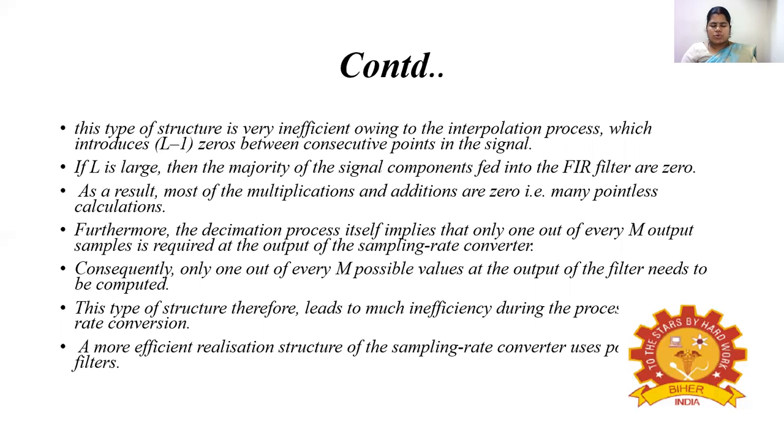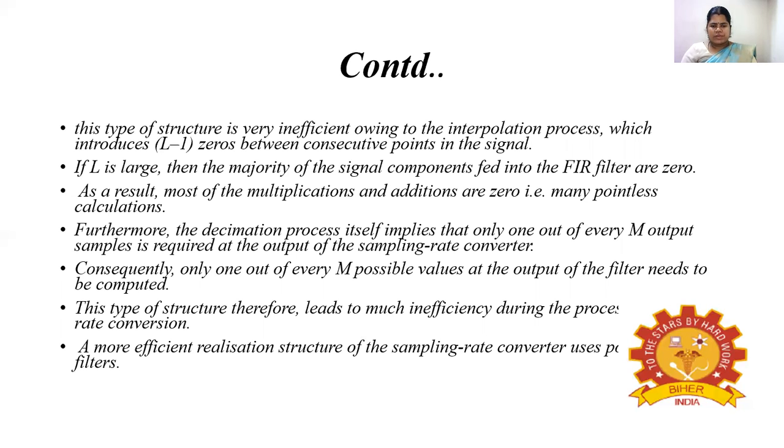Furthermore, the decimation process itself implies that only one of every M output samples is required at the output of the sampling rate converter. And consequently, only one out of every M possible values at the output of the filter needs to be computed. This type of structure therefore leads to much inefficiency during the process of rate conversion.